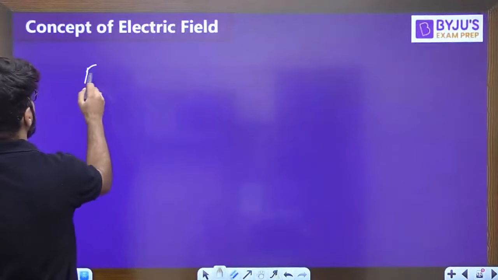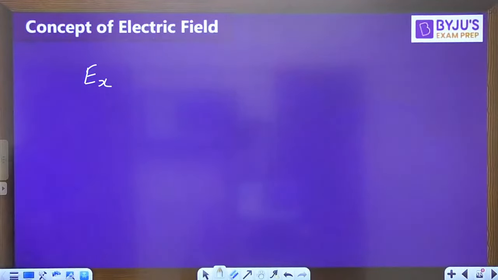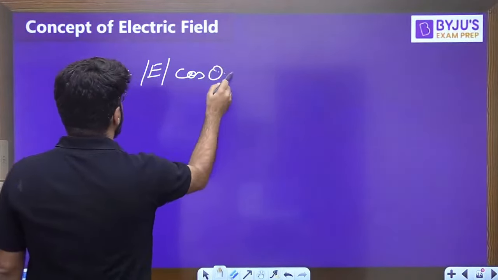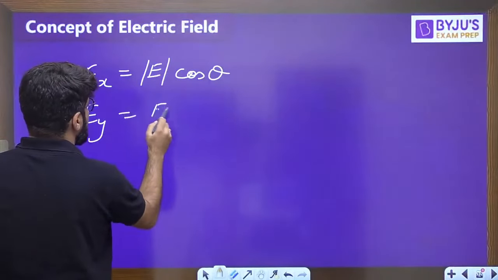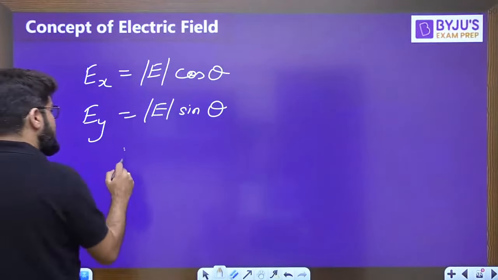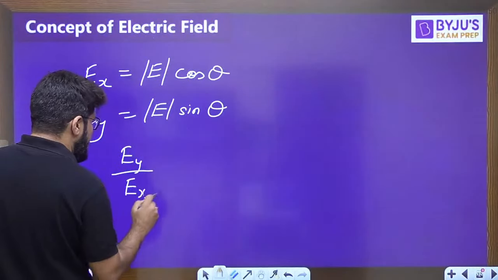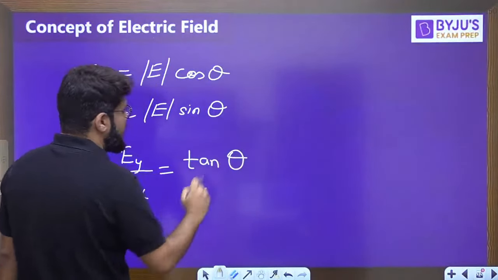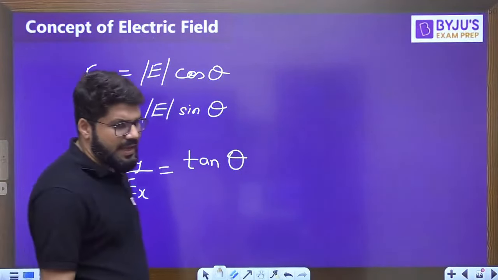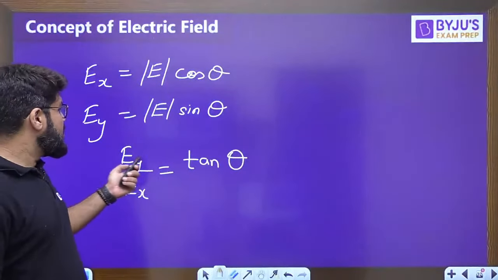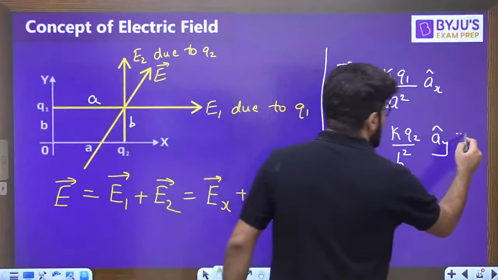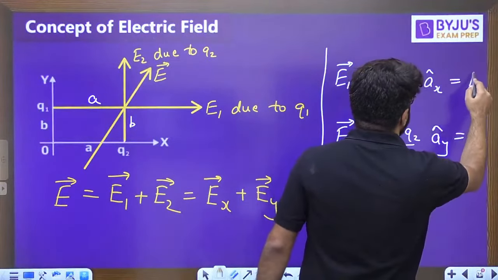Try to recall from the resolution of vectors, guys, right? What is the X component of any vector? X component of any vector is mod E cos theta. And what is the Y component of any vector? Vertical component of any vector is mod E sin theta. So when you take the ratio for both, EY divided by EX, you get the value of tan theta. EY upon EX is equal to tan theta. So from here you can get the tan theta. So EY and EX are the magnitudes of the Y and X components. I have named this as EY. I have named this one as EX.